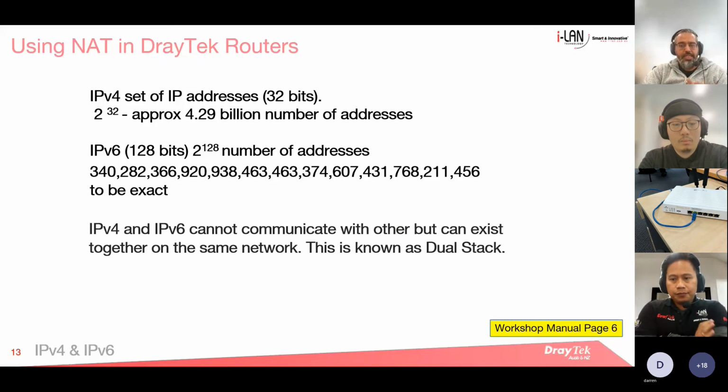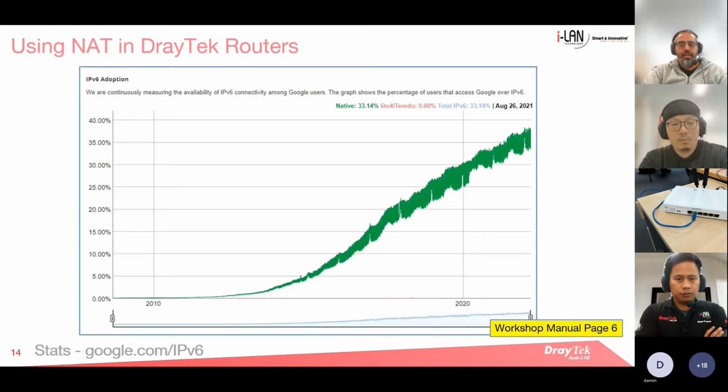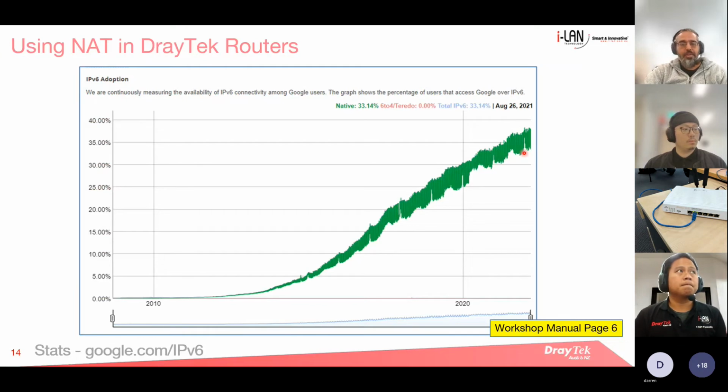It is important to note that IPv6 isn't backward compatible with IPv4, so they can't talk to each other as such. But there is a technique called dual stacking that's going to allow them to coexist on the same network. Now here's an updated graph from the google.com/IPv6 website that shows the percentage of users that access Google over IPv6 starting from 2009 to 2022. It has reached 37% and it's going up exponentially.